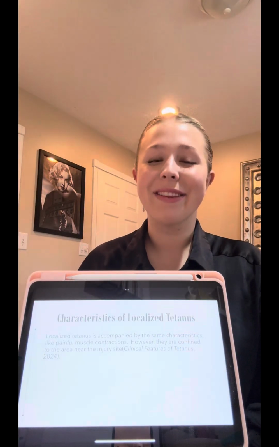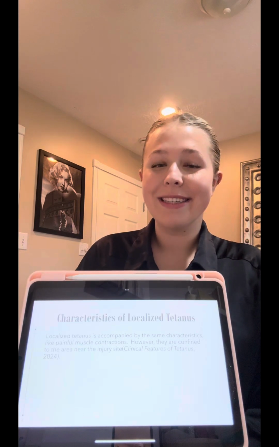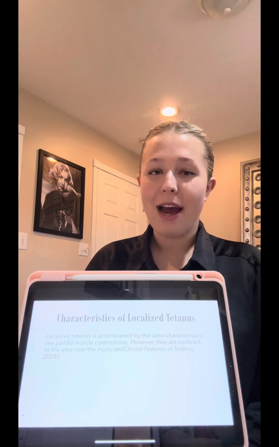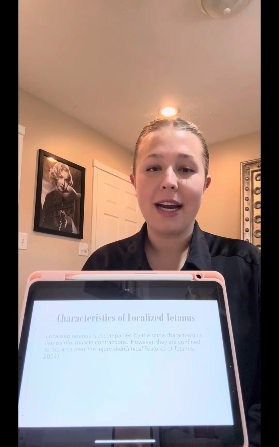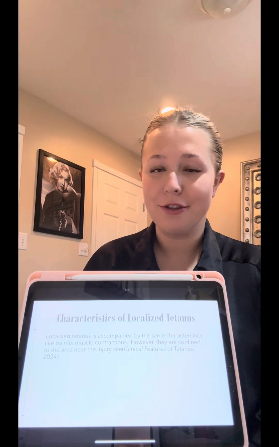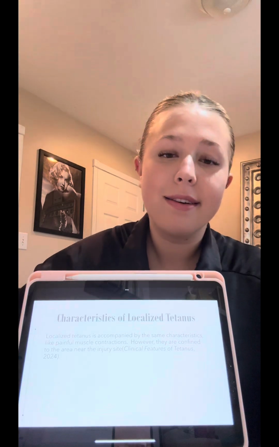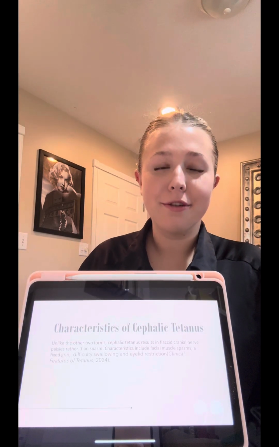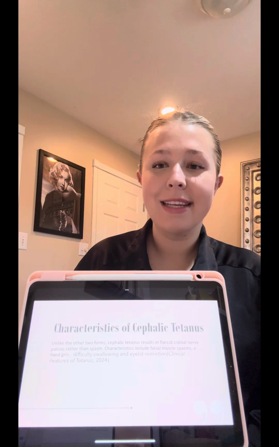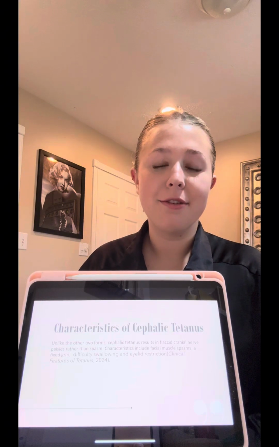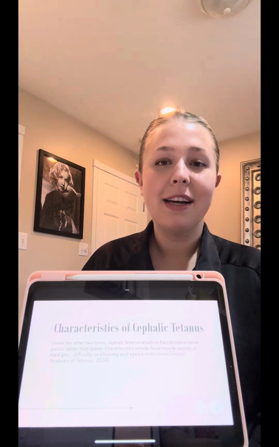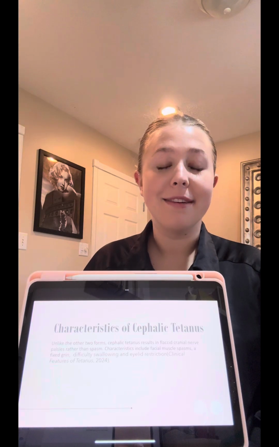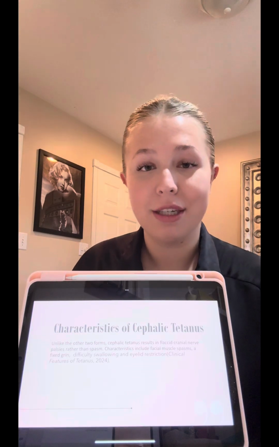Next, we're going to discuss localized tetanus. Localized tetanus is accompanied by nearly all of the same characteristics as generalized tetanus. However, the characteristics are confined only to an area near the injury site. Next, we have cephalic tetanus. Unlike the other 2 forms of tetanus, cephalic tetanus results in flaccid cranial nerve palsies rather than spasms. Characteristics include facial muscle spasms, a fixed grin, difficulty swallowing, and even eyelid restriction.